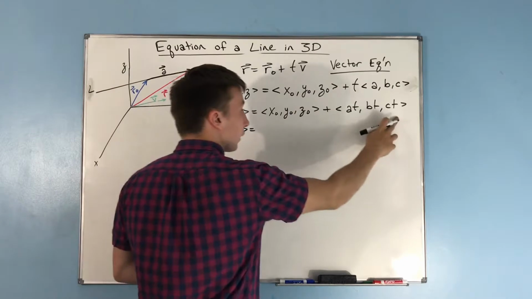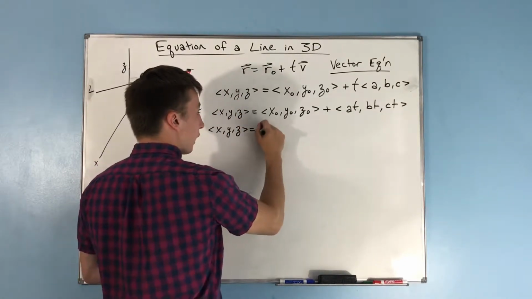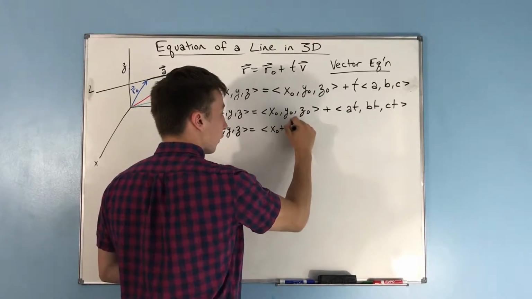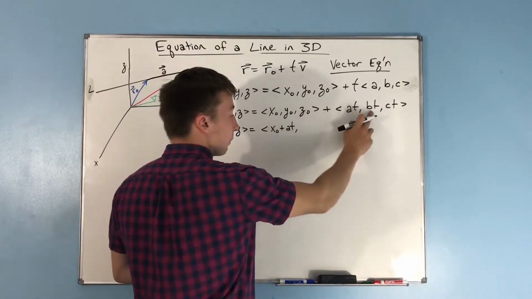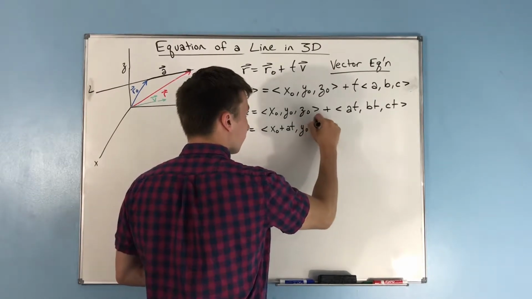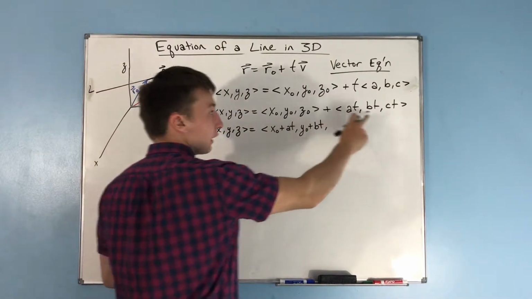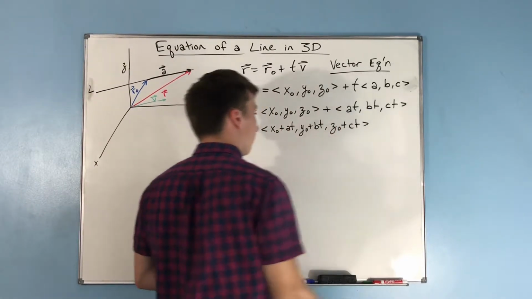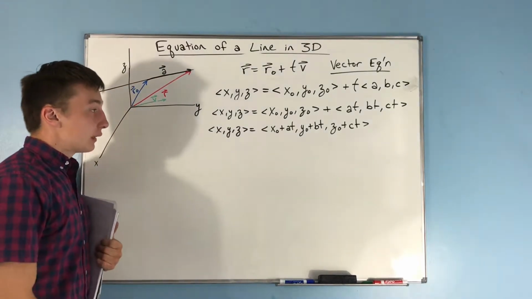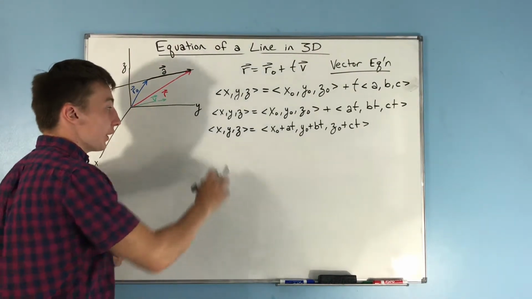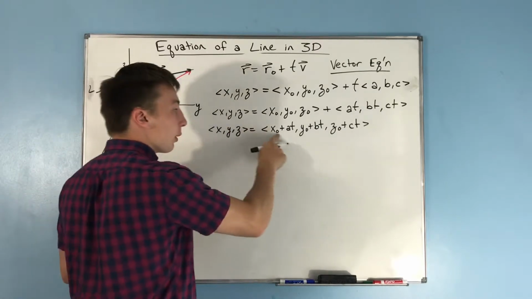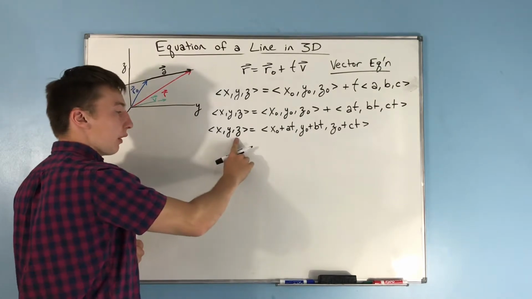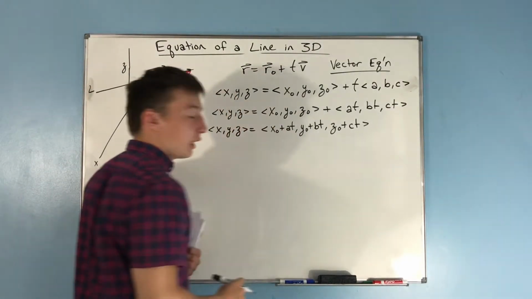If we add these two vectors, what we get is another vector that is basically x naught plus at, comma y naught plus bt, comma z naught plus ct. This is just vector addition. And we're almost done here. Really what you have to see here is that your x component on this side equals your x component here, your y component on this side equals your y component here, and your z component on this side will be your z component here.